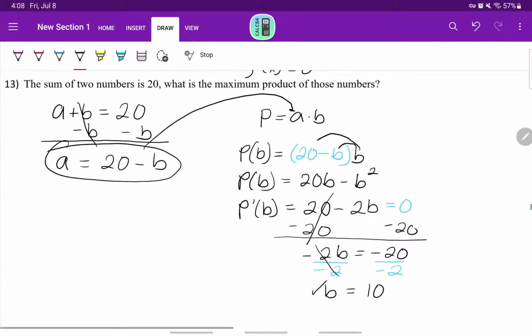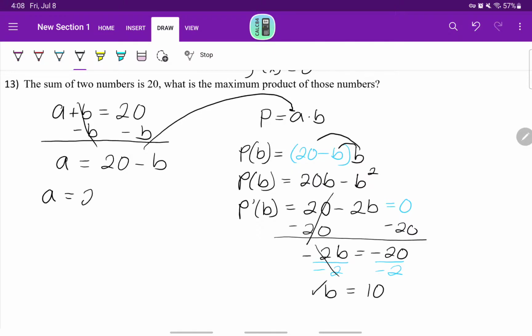To find my A, I'm going to take the value of B that I got down here, and I'm going to plug it into my A, which is up here. So A is equal to 20 minus B, which is 10. 20 minus 10 is 10. A is equal to 10.